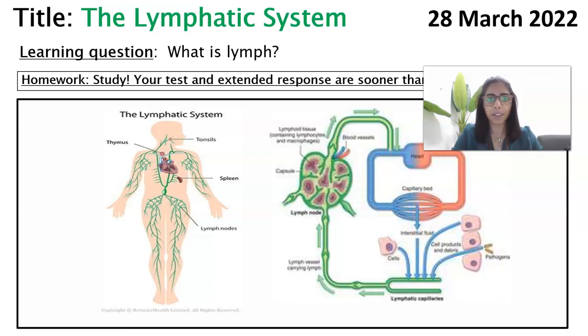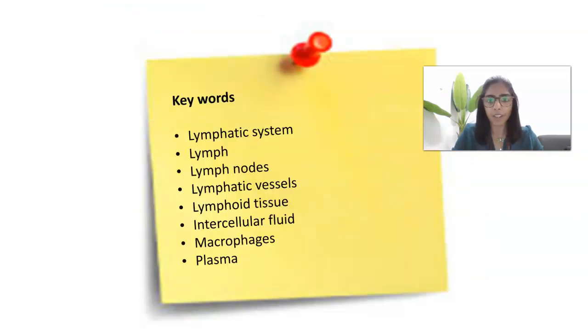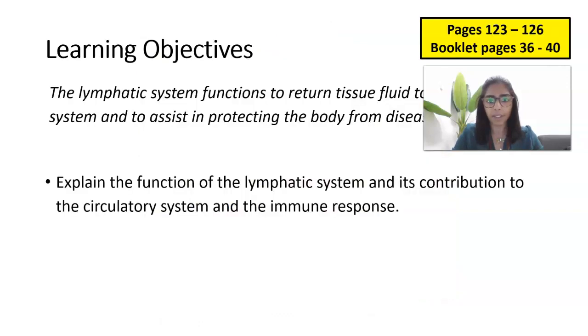Today's lesson is going to be looking at a second type of circulatory system called the lymphatic system. Keywords associated with today's lesson are lymphatic system, lymph nodes, lymphatic vessels, lymphoid tissue, intercellular fluid, macrophages, and plasma. Learning objectives for today's lesson are to explain the function of the lymphatic system and its contribution to the circulatory system and the immune response.